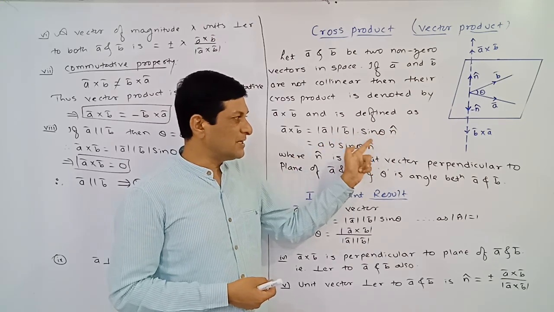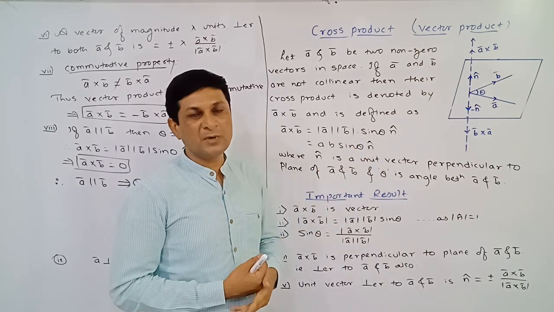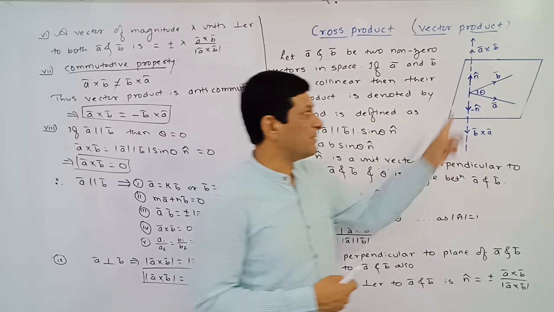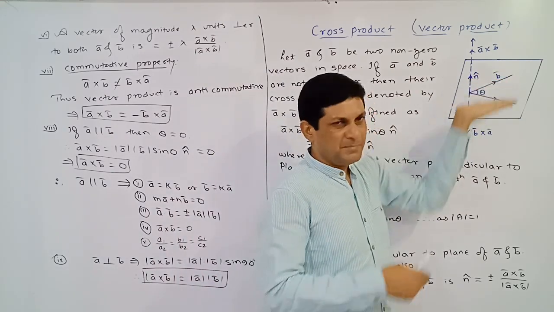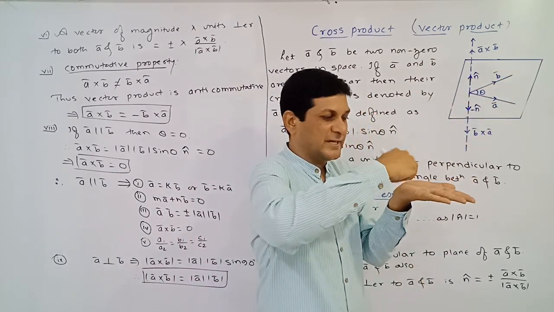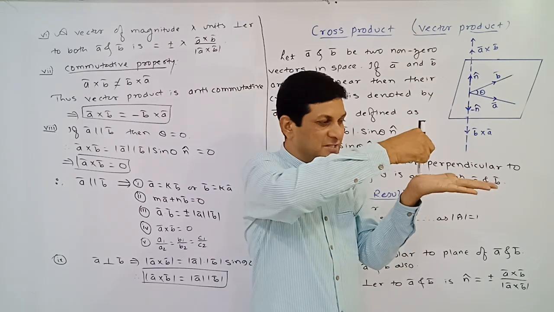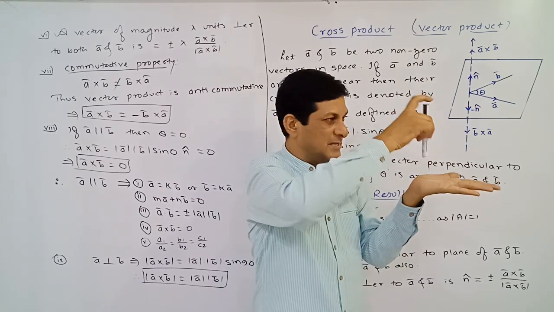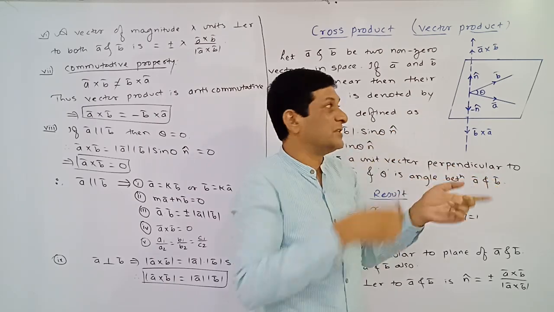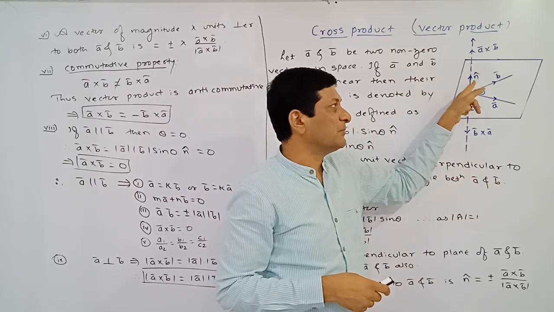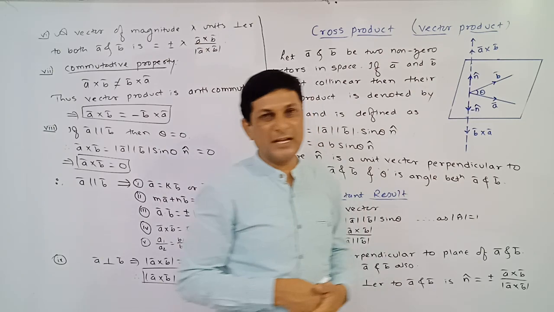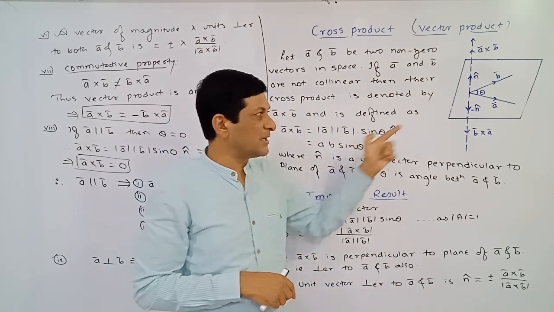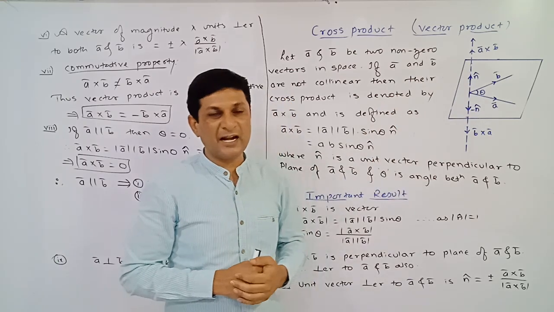n cap. Here n cap is nothing but a unit vector perpendicular to the plane of a bar and b bar. If a bar and b bar lie in some plane, plane means what? A flat surface, and if two vectors lie in the same plane, then this n cap is a unit vector perpendicular to the plane of this a bar and b bar. This unit vector is perpendicular to this plane. So here n cap is nothing but a vector perpendicular to the plane of a bar and b bar. And here this theta is nothing but the angle between these two vectors a bar and b bar.